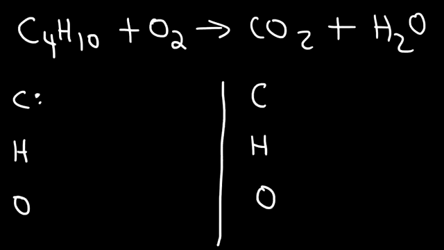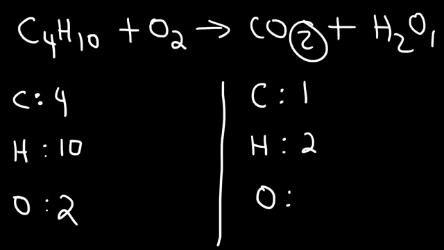So on the left side, we can clearly see that there are 4 carbon atoms, 10 hydrogen atoms, and 2 oxygen atoms. On the right side, we have 1 carbon atom, 2 hydrogen atoms, and then 2 plus 1, don't forget about the invisible 1, so we have 3 oxygen atoms.